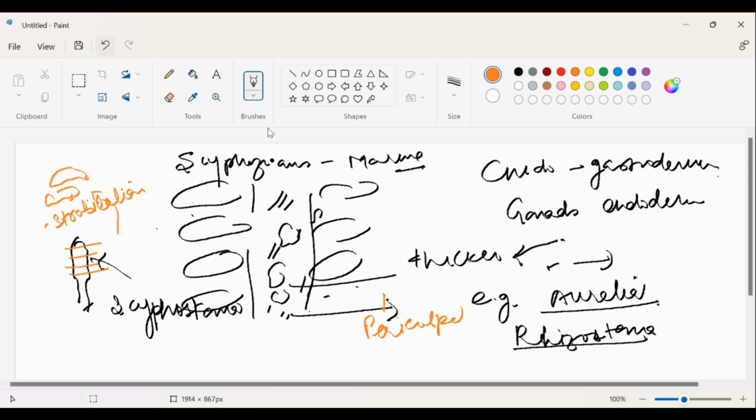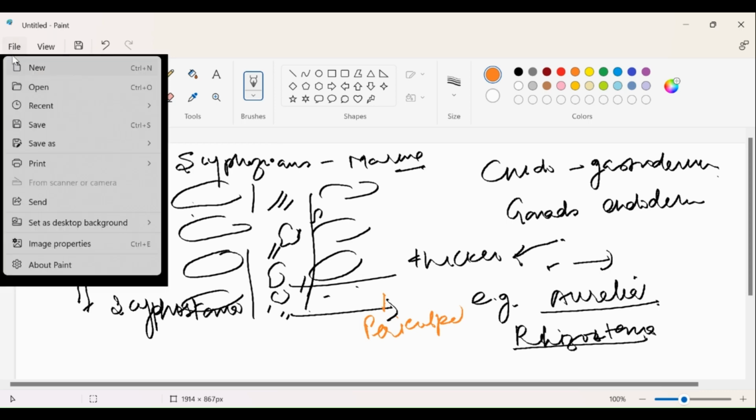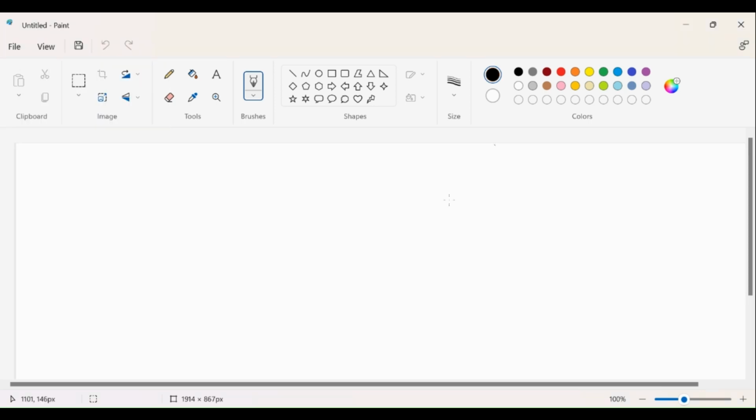And now the next class is Anthozoa. As I explained, Anthozoa means flower type animals. They are all marine, mostly fixed.